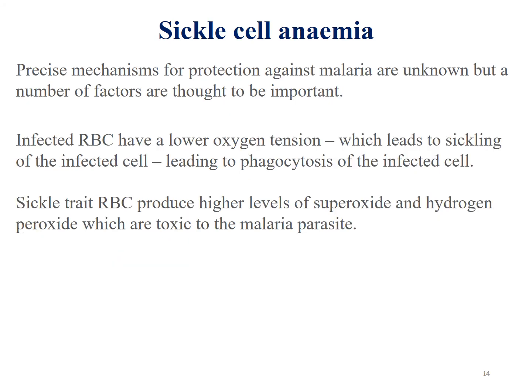And here are more hypotheses on how sickle cell anemia confers resistance against malaria. We are unsure of how it works, but it seems that the infested red blood cell has a lower oxygen tension or a lower oxygen partial pressure. Therefore, the infected cells are likely to be killed by phagocytosis. On the other hand, the sickle trait of red blood cells also produces higher levels of reactive oxygen species like superoxide and hydrogen peroxide molecules, which can also kill the parasites.